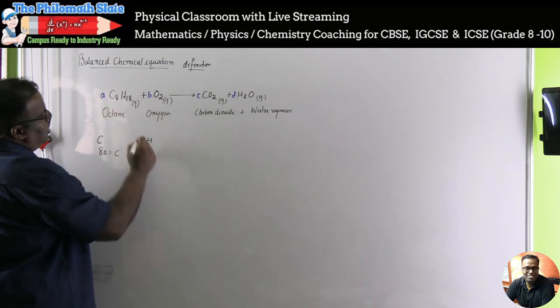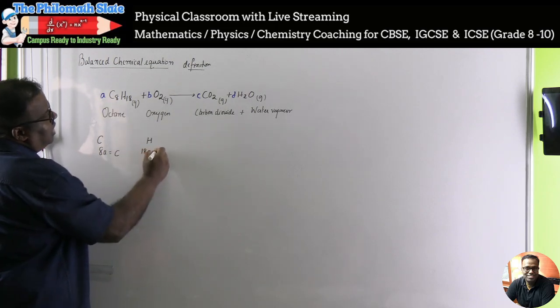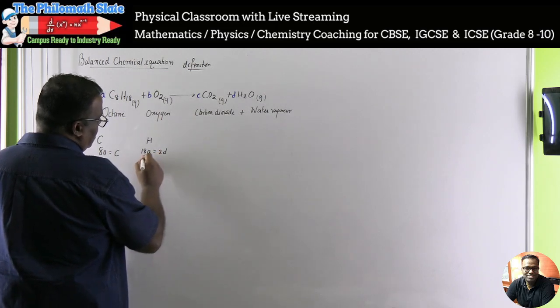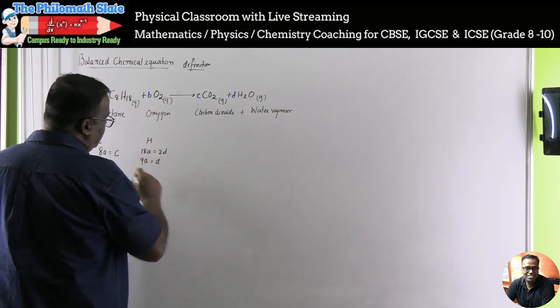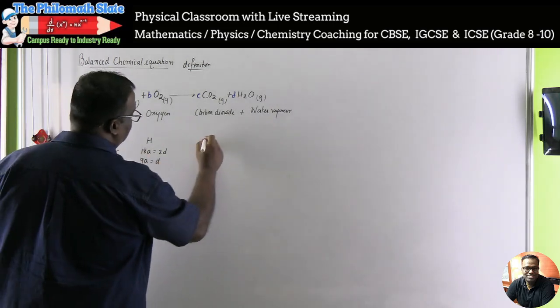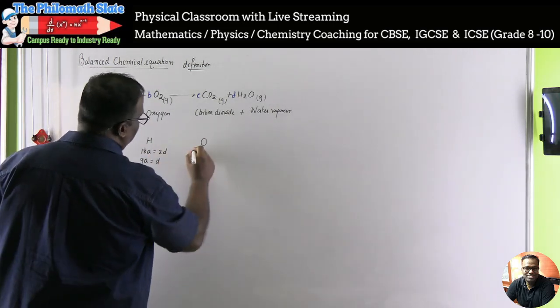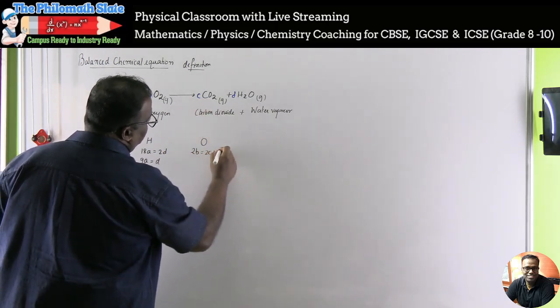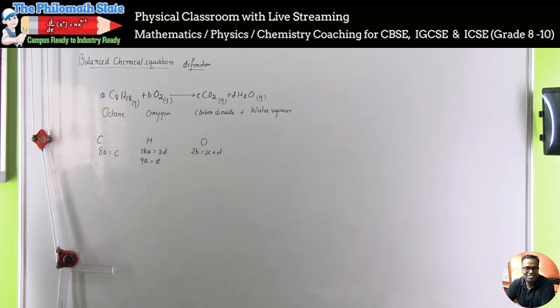Hydrogen is how much? 18A. 18A should be equal to 2D, or 9A should be equal to D. है ना? This is the reaction. 9A should be equal to D. After hydrogen we have got oxygen. Oxygen में कितना है? 2B. 2B should be equal to 2C plus D. इतना ही है. Agreed? अब कौन ज्यादा अपियर हो रहा है?